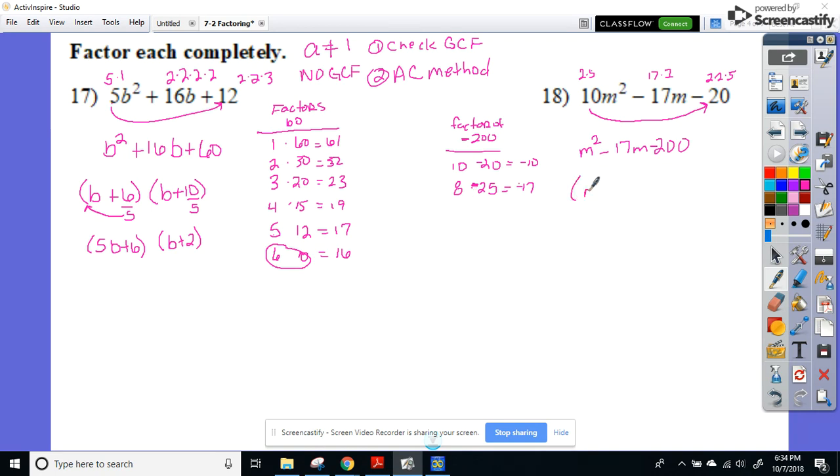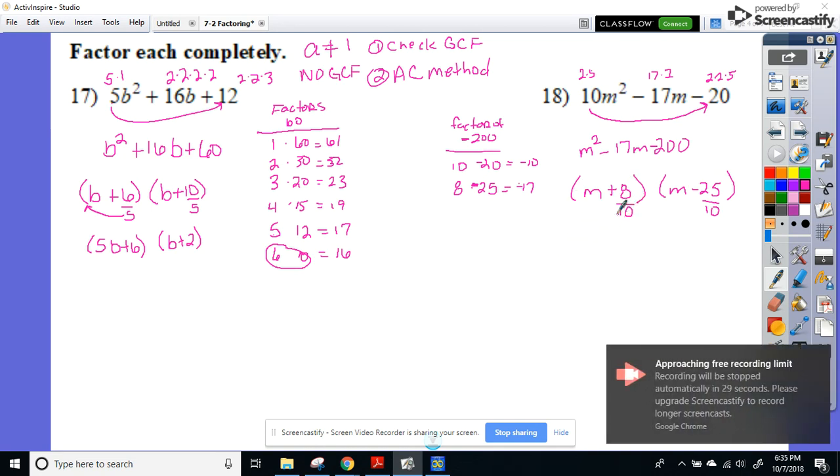So remember, I'm going to do m plus 8, and I'm going to do m minus 25. That's not my answer. I got that by multiplying by 10. So now I've got to divide by 10. None of those will divide evenly, but before we swing this out in front, we do need to reduce it. I'm going to go ahead and stop it right here, and I will pick up on the next video.